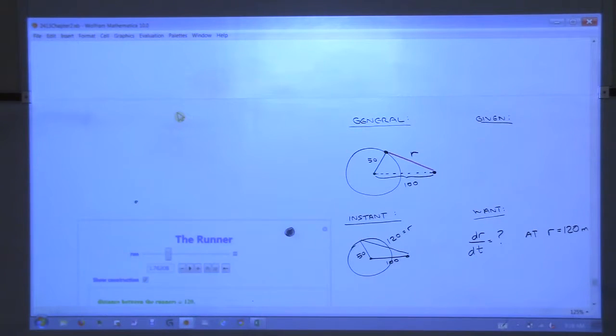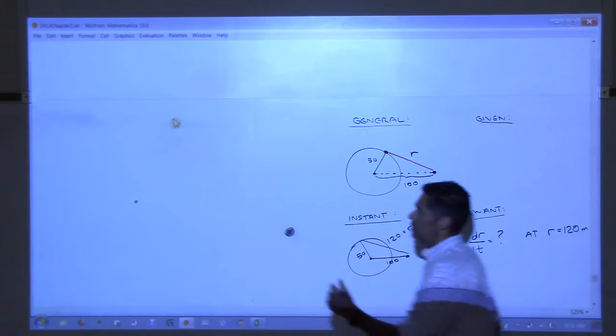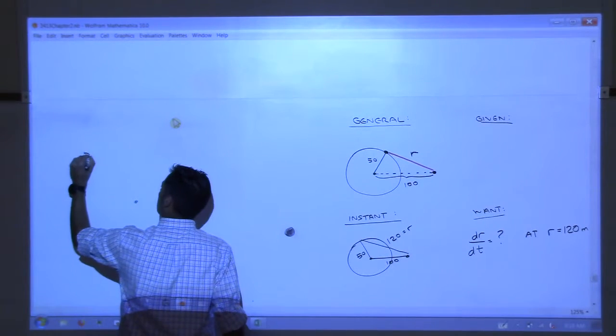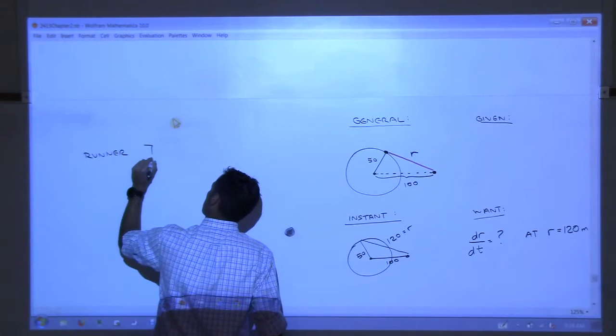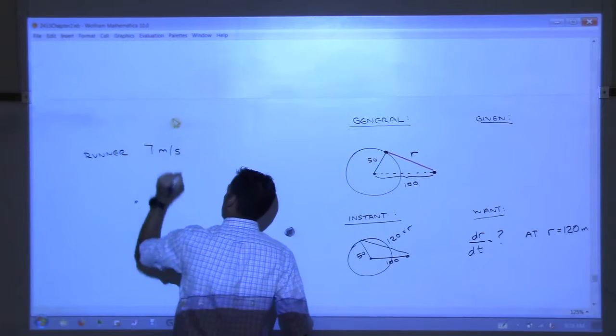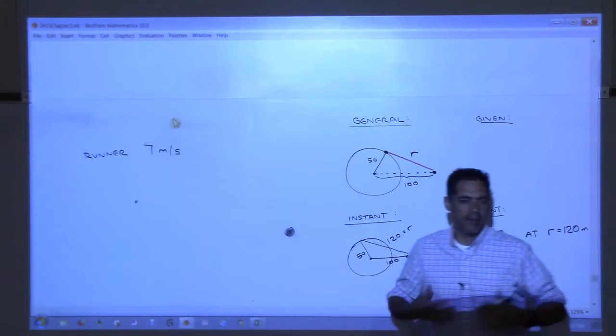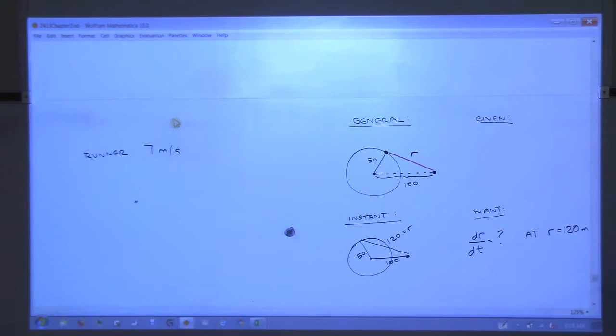Let me get this off of here. Let's talk about the speed of the runner. What was the speed of the runner? 7 meters per second? Okay, the runner's speed is 7 meters per second. How can we use that? How can we use that piece of information?